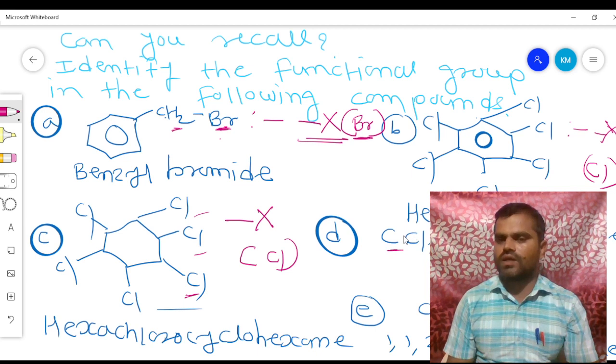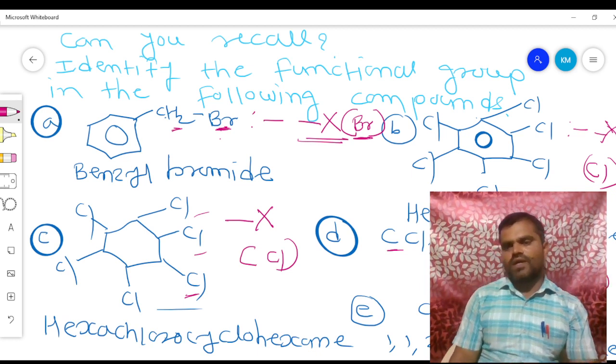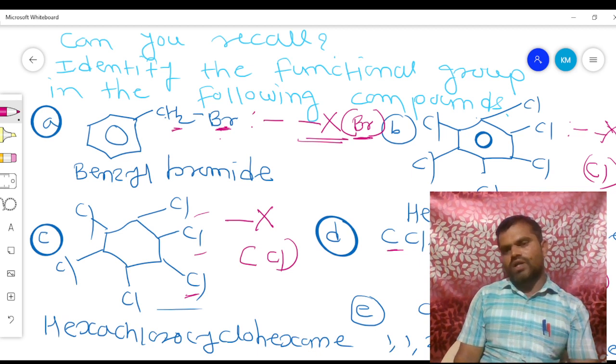Two are chlorine atoms and two are fluorine atoms, so its functional group is bond X, and I am writing it in this way in brackets: Cl, and next one is fluorine. Okay, the next one is 1,1,2-trichloroethene.